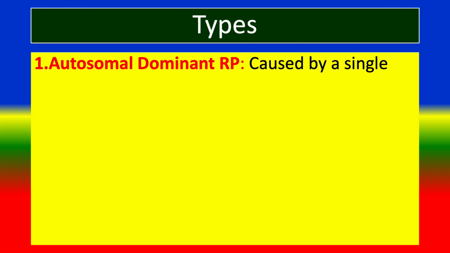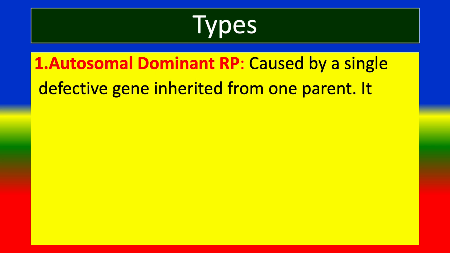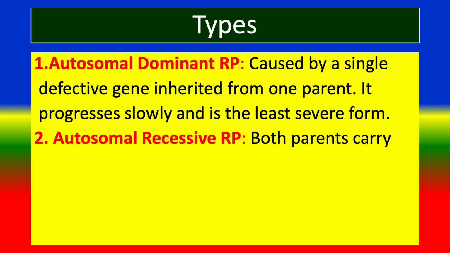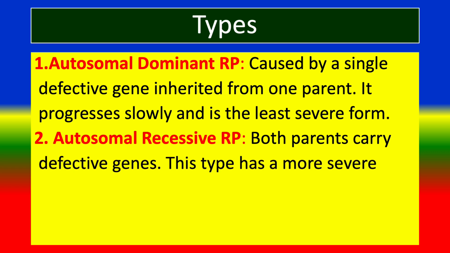Types. 1. Autosomal dominant RP, caused by a single defective gene inherited from one parent. It progresses slowly and is the least severe form. 2. Autosomal recessive RP. Both parents carry defective genes. This type has more severe progression.